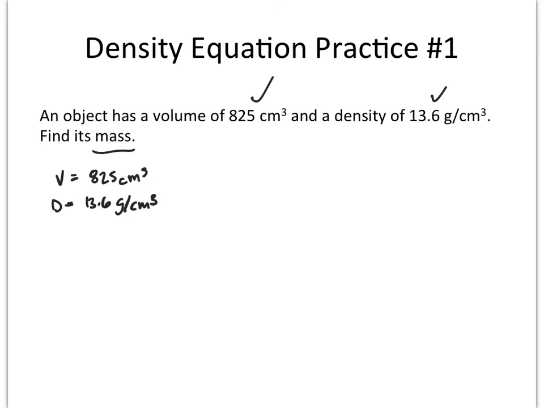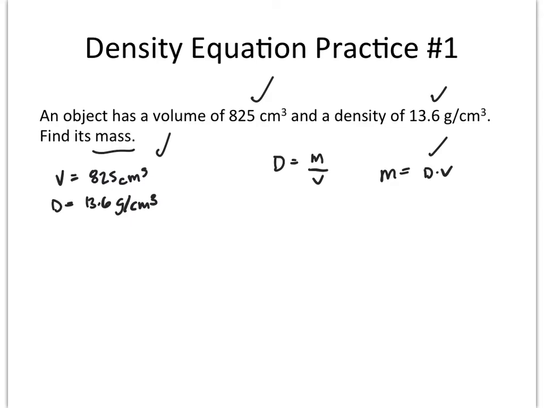Now they want us to find mass, so what we'll then do is we will take our equation that we know and we'll manipulate it for the appropriate variables. Okay, so mass is going to equal density times volume. Okay, and we need to make sure that we're writing out our variables and manipulating our equation before we plug in our numbers.